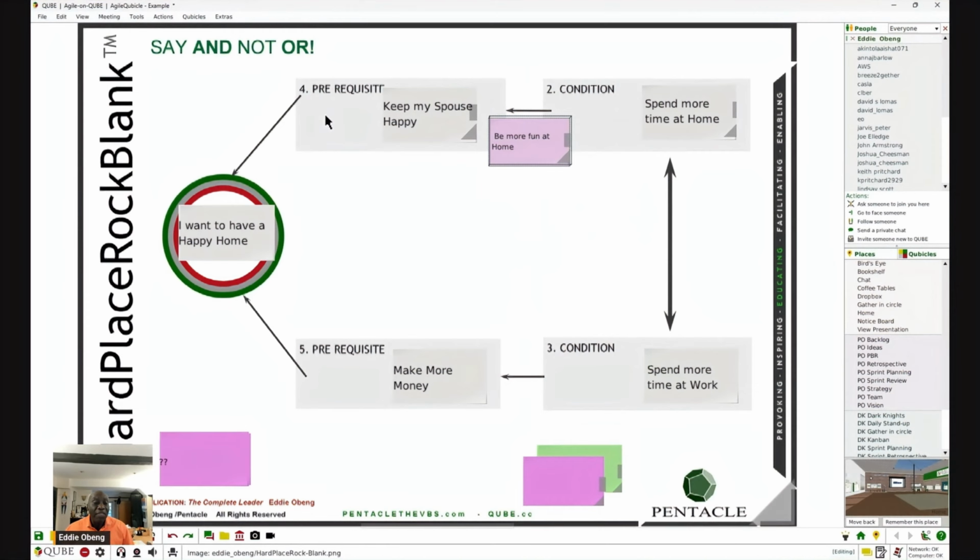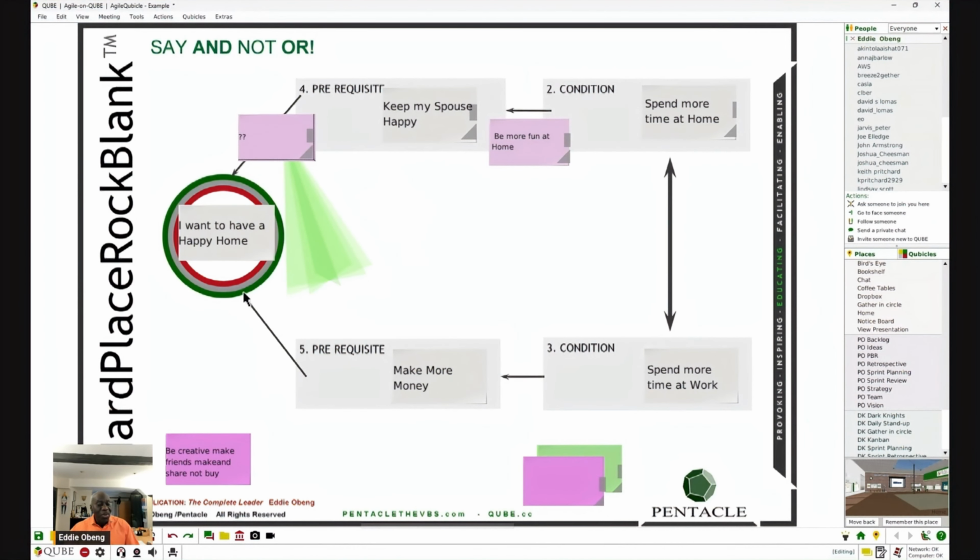Okay. How about this arrow over here? The one which says, I want to have a happy home, and the prerequisite is keep my spouse happy. That one might be true, but we'll see. How about this one here, which says, spend more time, make more money. Spend more time at work, make more money. Hello? No, that's not necessarily true.